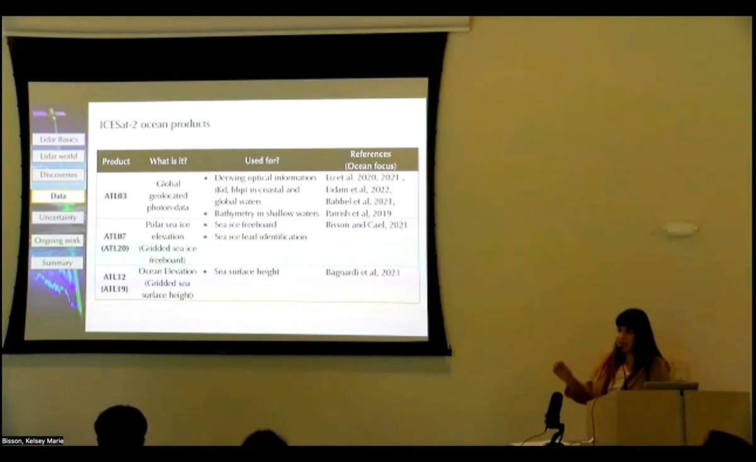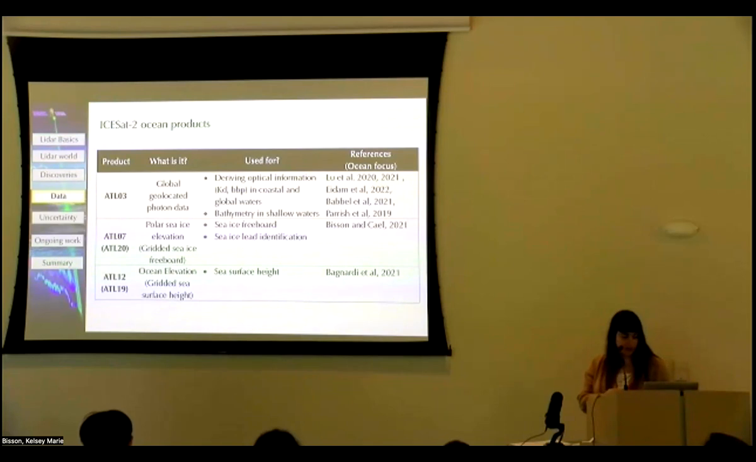I also wanted to highlight the ocean products because these are ones that maybe people in this room are interested in most. The primary product that ocean studies have used so far is the ATL03 product. ATL stands for ATLAS. This is a very, very high volume data product. It is roughly 1 terabyte of data per day, so it requires a lot of extra downsampling and processing to work with it, but it's the most powerful. This is the one where you get the geolocated photon height data, which I'll show in a bit.